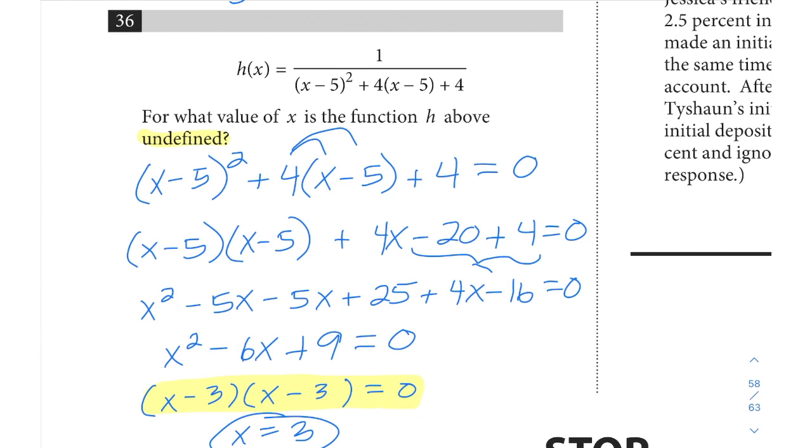But on this question, the most important thing conceptually is understanding that for a fraction to be undefined, you're going to set that denominator equal to 0 like we did in that first step.